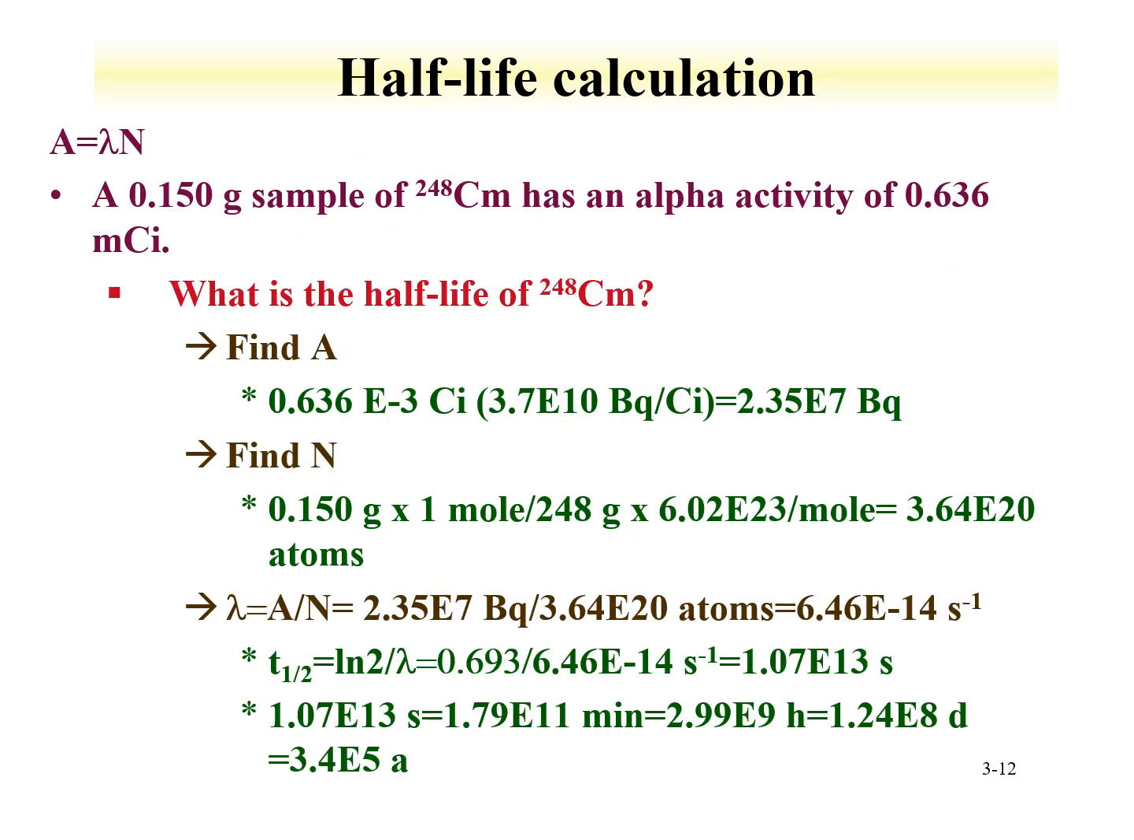The previous example showed an example of calculating a short-lived isotope, something where you can look at change over a reasonable time. Well, let's take an example of something where the half-life is rather long. So we use activity equal lambda n, and the example is 150 milligrams, so 0.15 grams of curium-248, shown to have an alpha activity listed here, 0.636 millicuries. So what's the half-life?